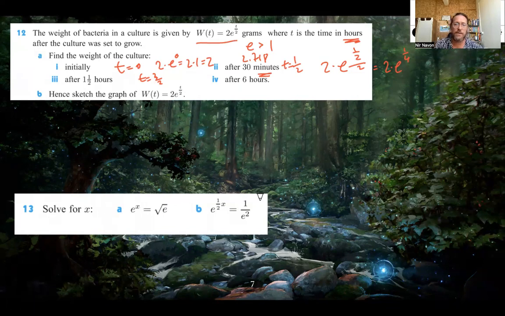Solve for x. Great. So now this is like exponential equations. In this case, e to the power of x equals e to the power of half, so x equals half. And e to the power of half x equals e to the power of minus 2. So half x equals minus 2, x equals minus 4.